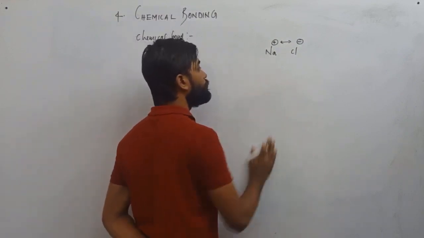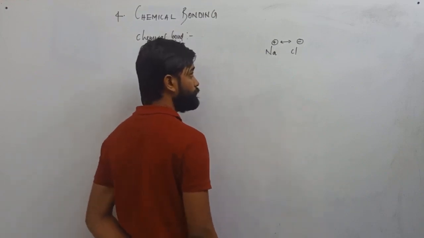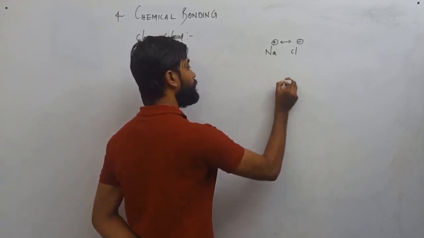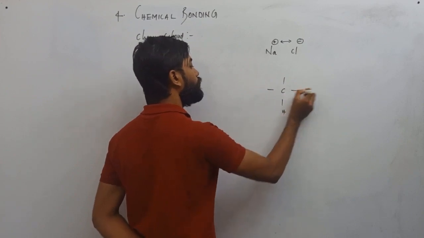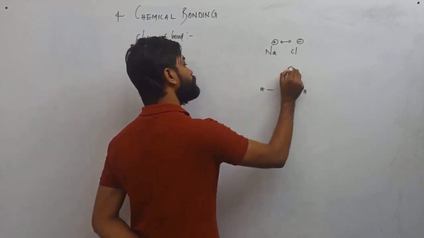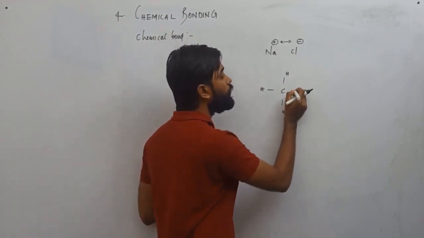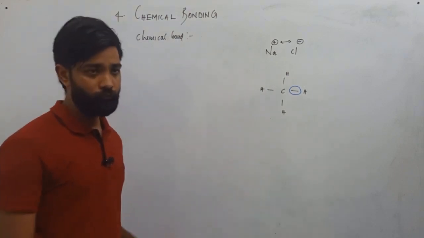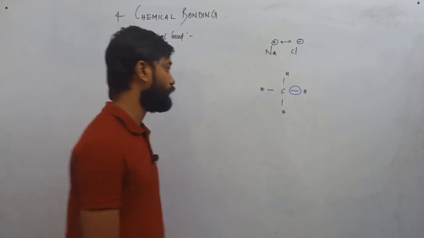Ready? Fine. Next, listen. I have methane, carbon surrounded by 4 other atoms, and some kind of force holds these atoms together, and that force is said to be a covalent bond.